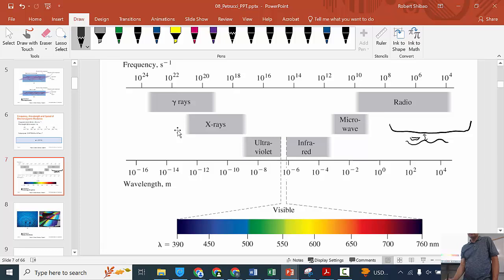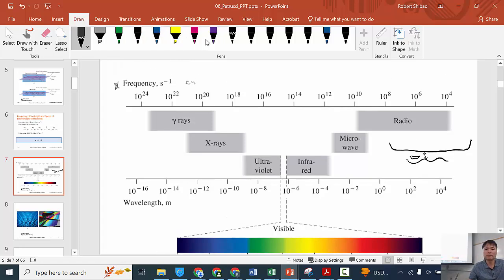Well, it's kind of the same thing here. We're interested in the frequency and the wavelength. So we can have the frequency here. The units of frequency are cycles per second. But nobody ever writes cycles. Everybody just writes per second.